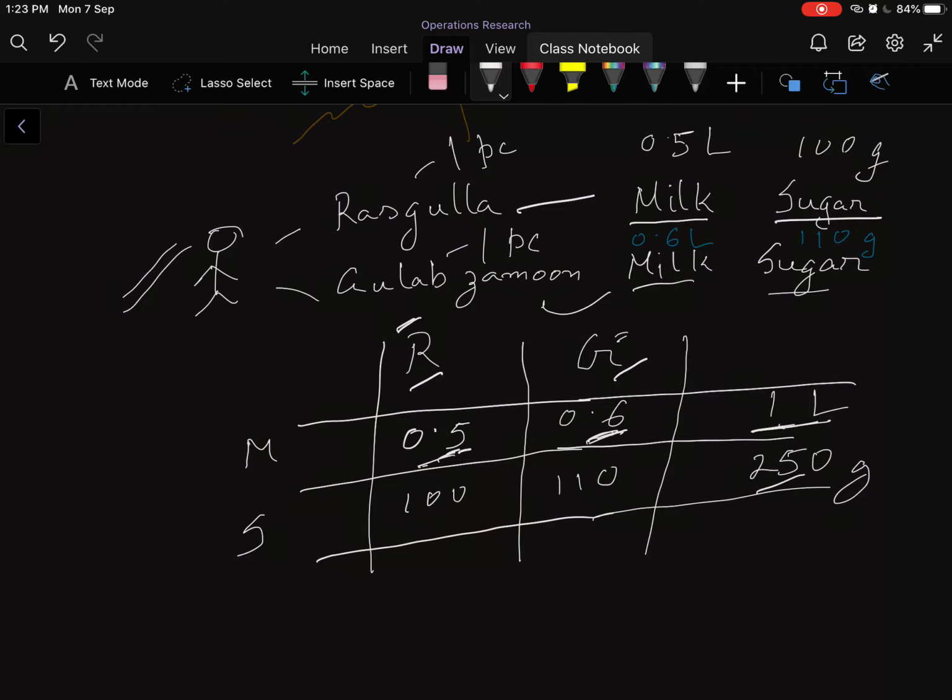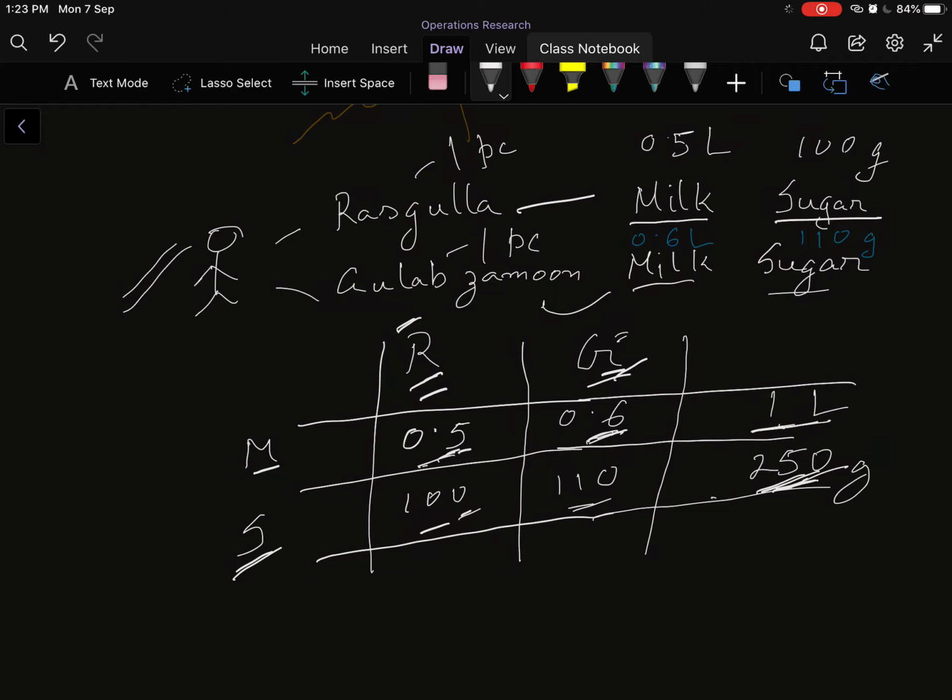But at the same time he has got 250 grams of sugar, and if he manufactures both rasgulla and gulab jamun, then the total consumption of sugar would be 110 grams plus 100, that is equal to 210 grams, and he has an excess of 40 grams, because the total amount of sugar available is 250 grams. So if we just look at the sugar part, then he can manufacture both rasgulla and gulab jamun. But if we look at the milk part, then he can manufacture either rasgulla or gulab jamun.